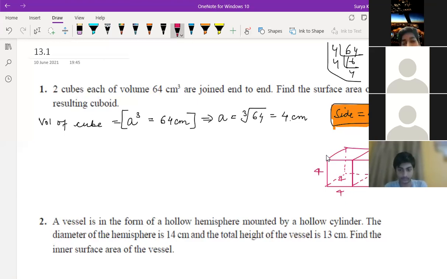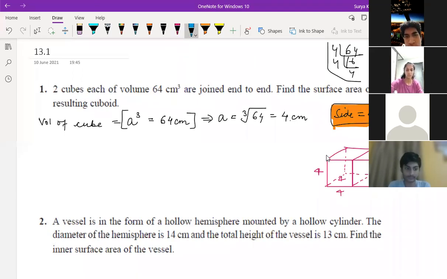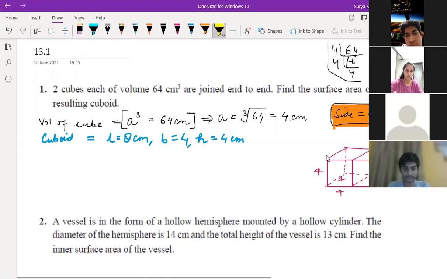So we have to find the surface area of the resulting cuboid. Including both the cubes, we are getting one resulting cuboid, right? So what is the length of the cuboid, children? Praharshan, what is the length of the cuboid? Sir, 8. Okay, the cuboid length is equal to 8 centimeter. What is the breadth, Praharshan? Sir, that's 4. Yeah, and height is 4 centimeter.